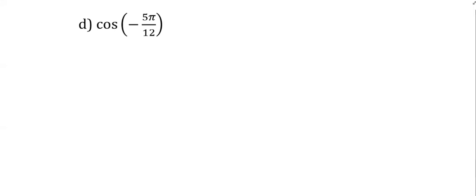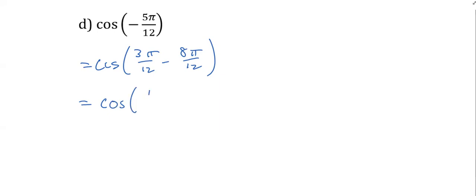3 pi by 12 minus 8 pi by 12. That'll give you negative 5, right? Remember how I said you can use multiples of them? So let's try that. Equals cos 3 pi by 12 minus 8 pi by 12. Now be careful. This is cos pi by 4 minus what? Nope. 2 pi by 3, yeah. Pi by 3 is a related angle, but it's going to matter because it might end up giving us some negatives, depending on the quadrant. So minus 2 pi by 3.